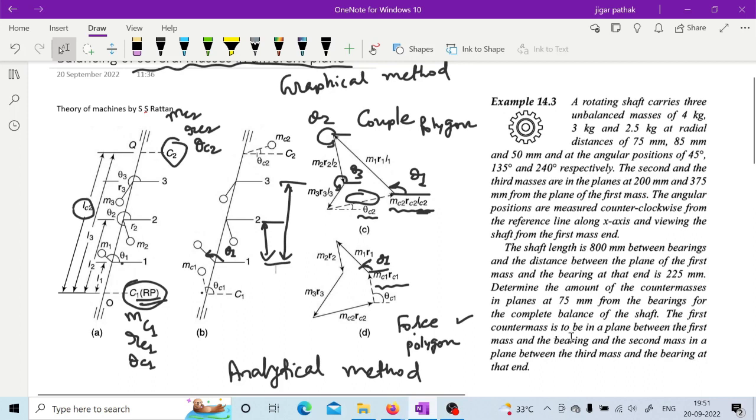Right. The first counter mass is to be in a plane between the first mass and the bearing, and the second mass in a plane between the third mass and the bearing at the end, right? So your balancing, as it is mentioned here, these are bearings, you can see. The same thing is mentioned in this problem also. So you need to find this balancing masses in plane, that C1 and C2. So can you try this problem?